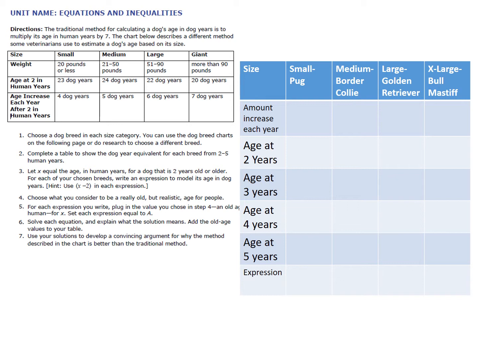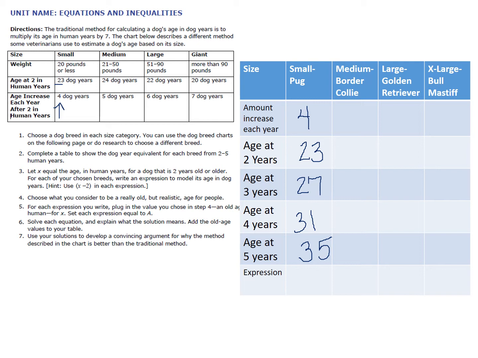So the first thing we're going to do is look over here and write down the age in human years. A small dog is 23 years old in human years at age 2. It increases 4 dog years every year. So if they're 23 at 2 years, then they increase 4 years. 23 plus 4 is 27. Add another 4, and we get that they're 31 at 4 years. And add another 4, and that's 35.